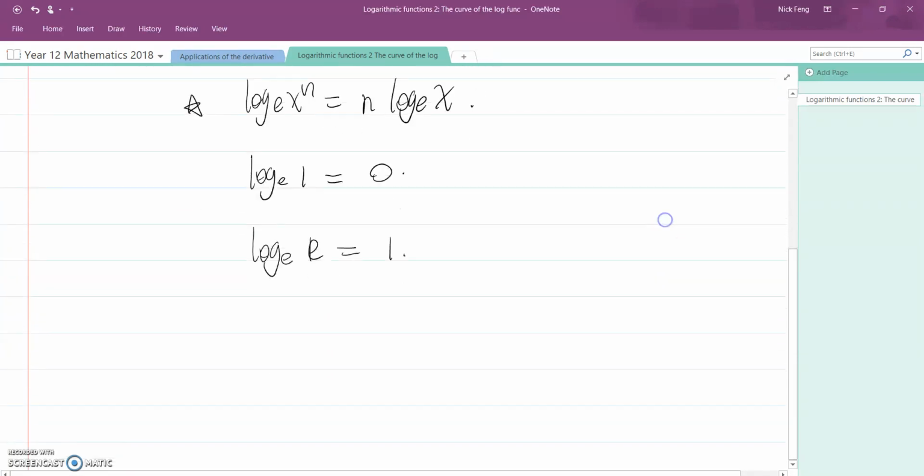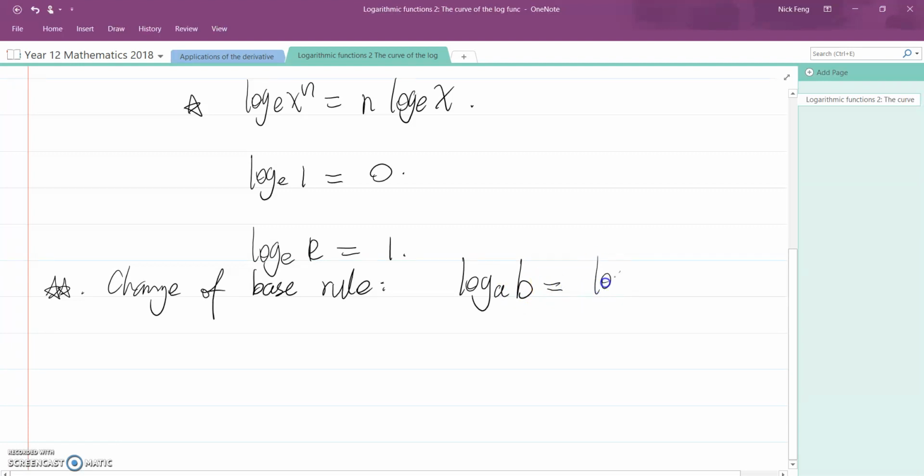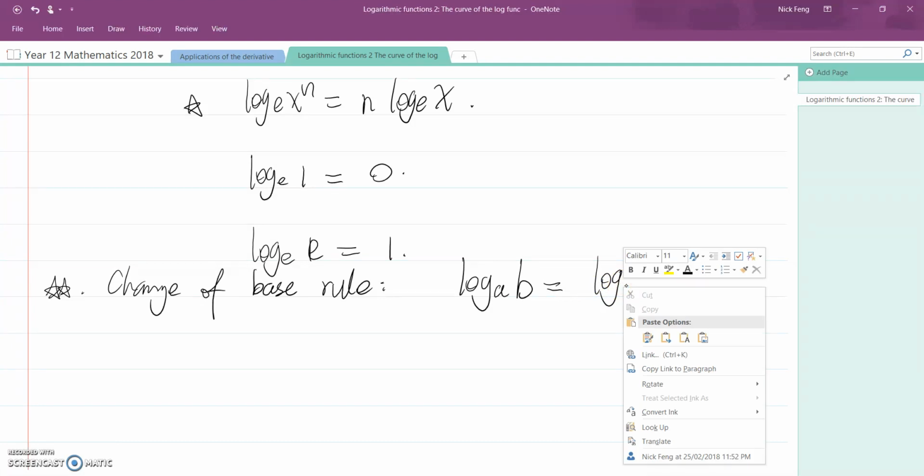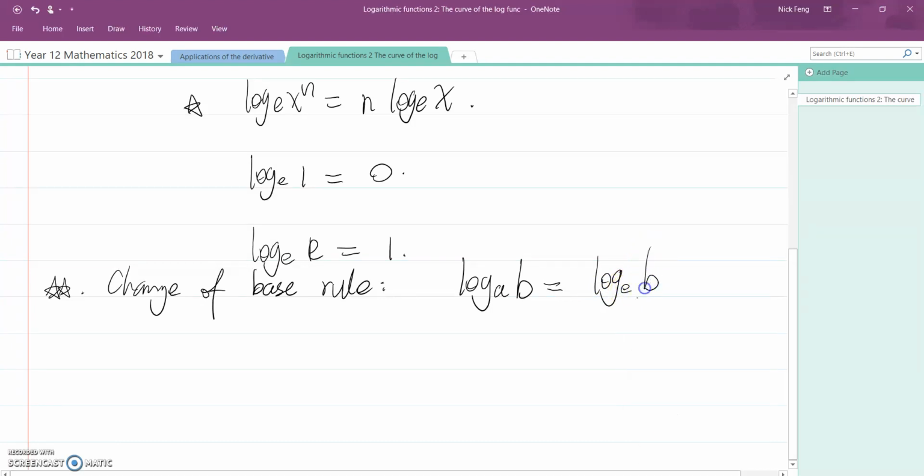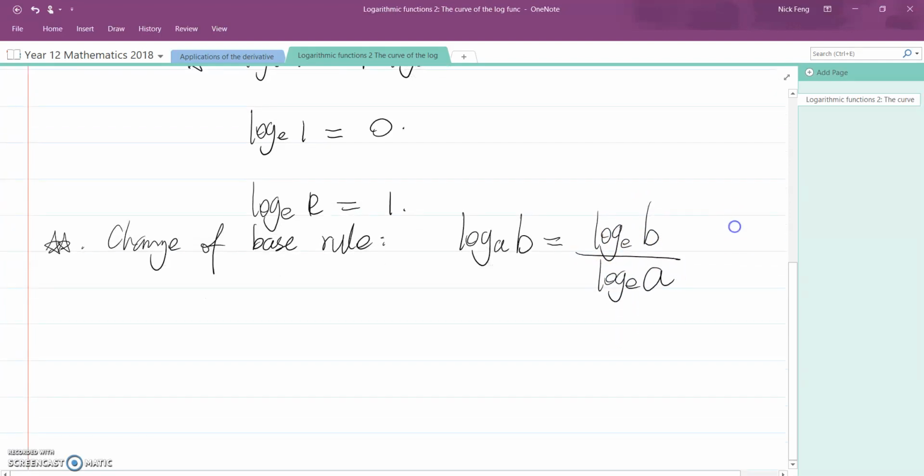Very important. Next, we have the change of base rule. Imagine you have log base a of b, which is not a base you need. If you want to change it to any base you like, let's just say base e, put the bigger number at the top, divided by log base e of a. So this is the famous change of base rule.